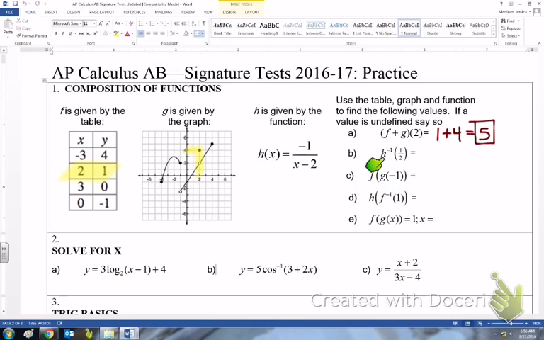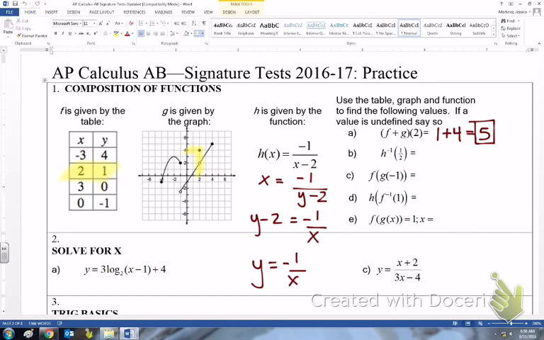For the next one we need to find the inverse. So we're looking for h inverse of 1/2. All right, so the inverse of h, hopefully you remember how to take the inverse of a function, but you start by switching the x and y. So we'll start with x equals -1 over y minus 2. We can multiply the y minus 2 over to this side and then divide by x. So this is y minus 2 equals -1 over x. And then last but not least, we can add 2 to the other side. So we get y equals -1 over x plus 2.